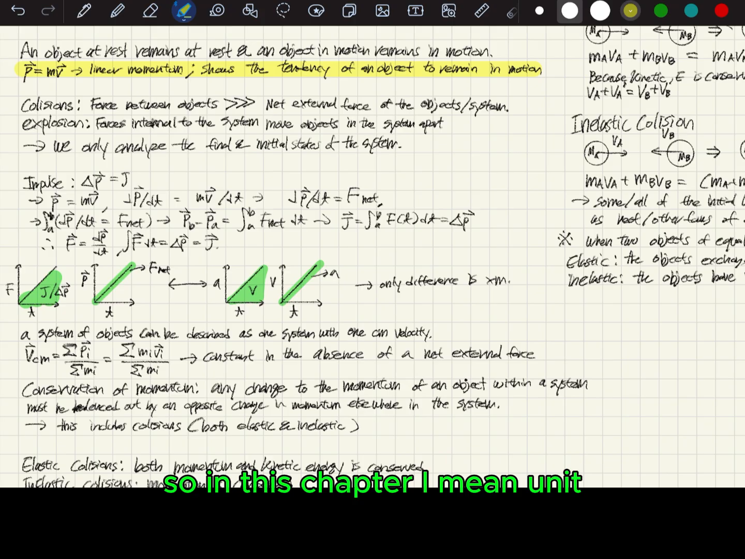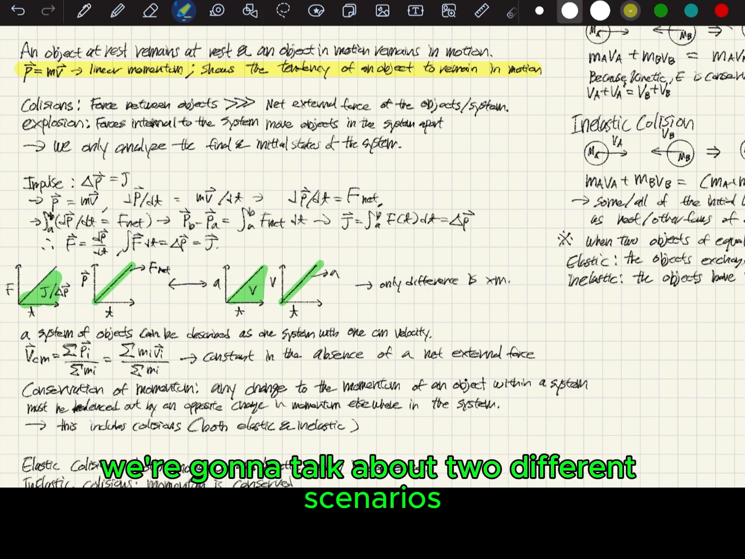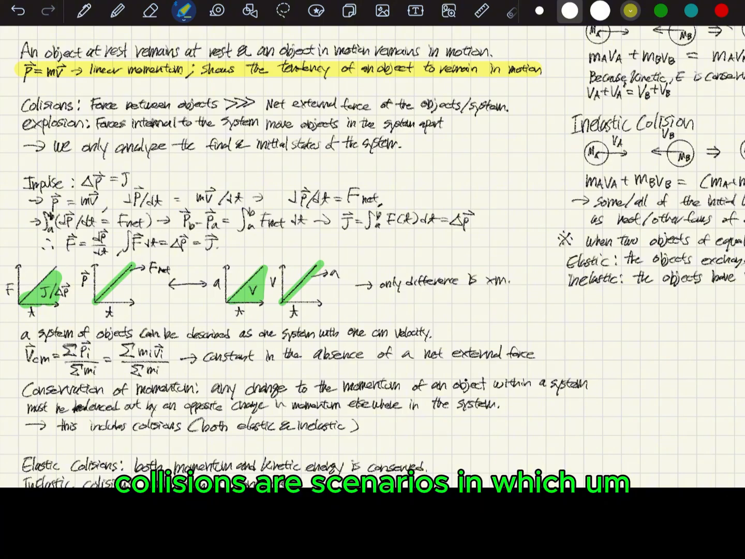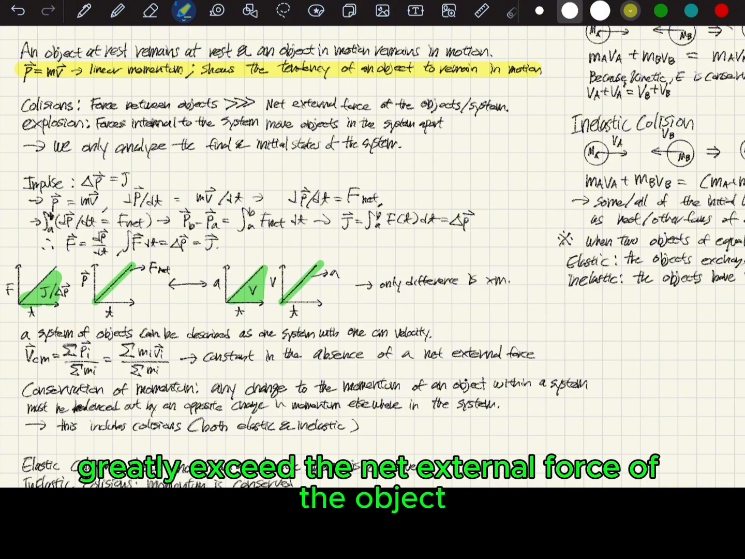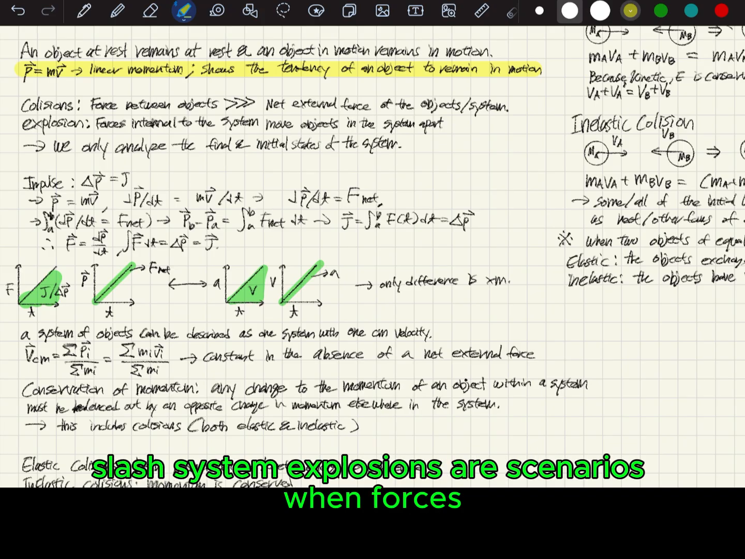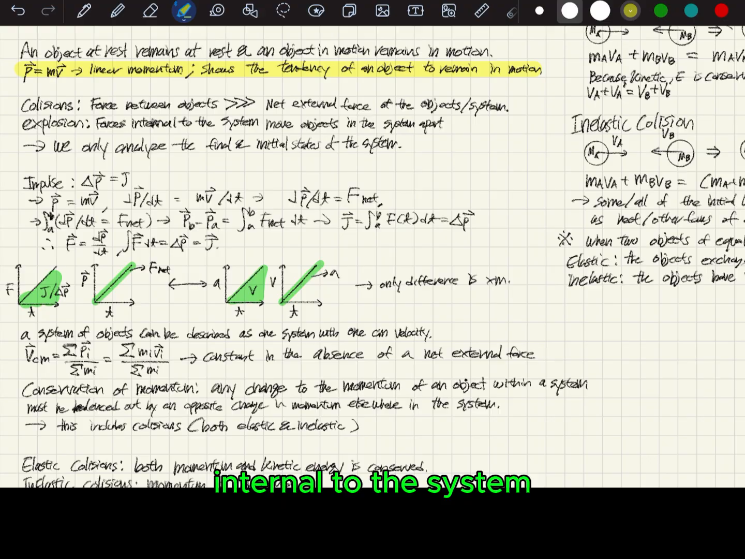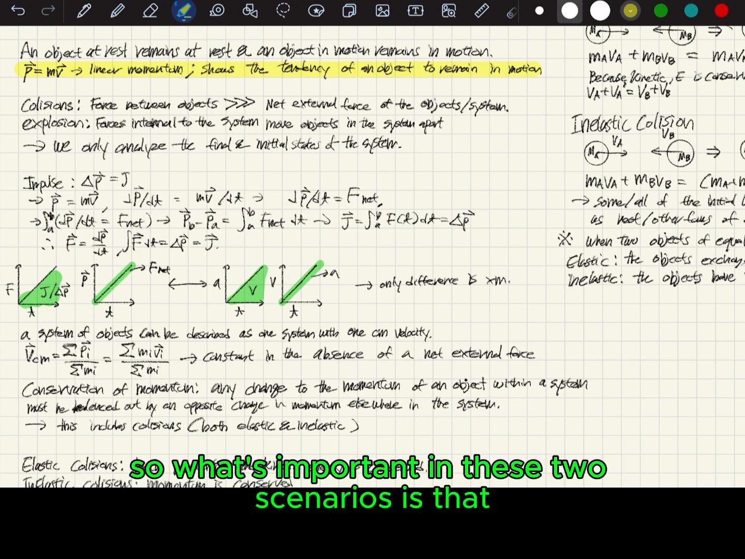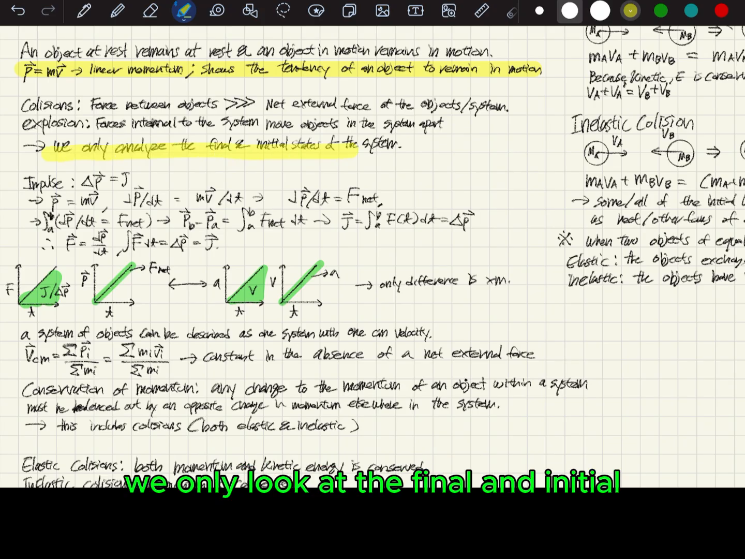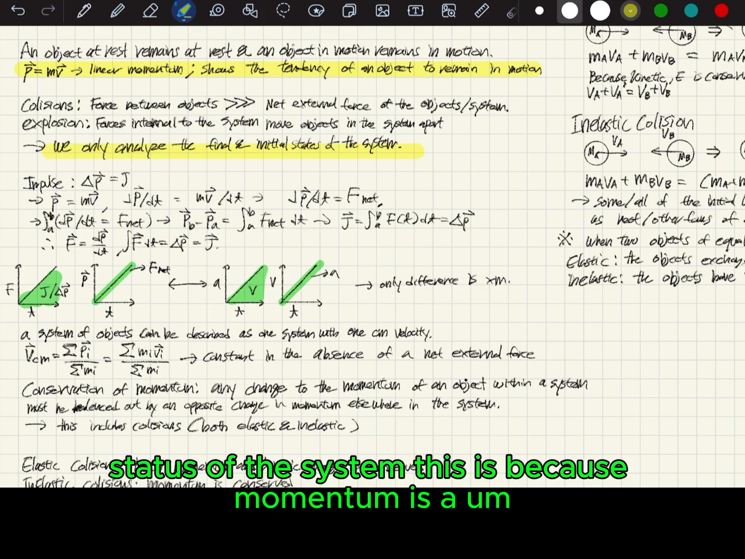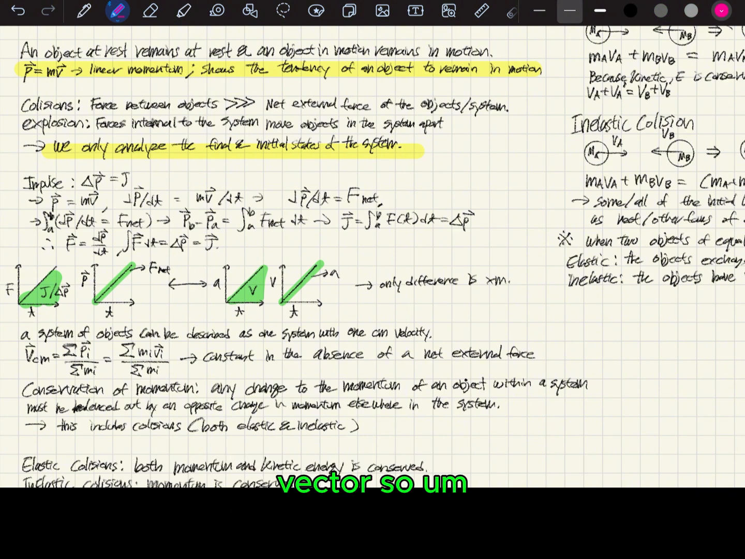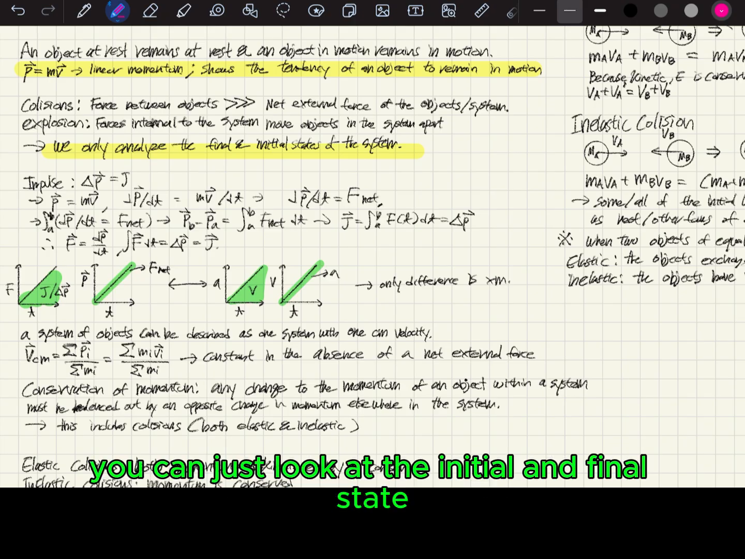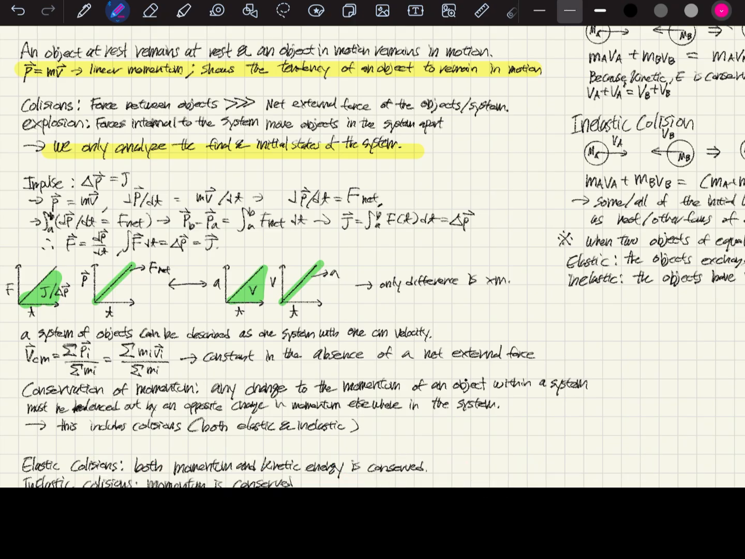So in this unit, we're going to talk about two different scenarios. Collisions are scenarios in which the forces between the objects greatly exceed the net external force on the object/system. Explosions are scenarios when forces internal to the system move objects in the system apart. What's important in these two scenarios is that when we analyze them, we only look at the final and initial status of the system. This is because momentum is a vector, so it has direction, therefore you can just look at the initial and final state.